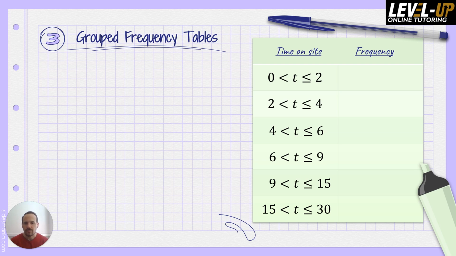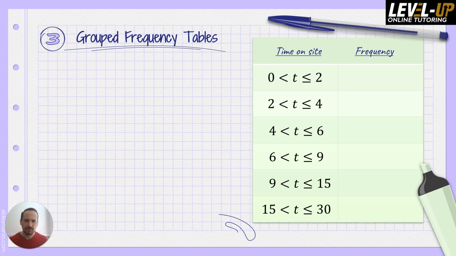Also notice that the inequality signs, we've made sure that the categories don't overlap. So it's a similar idea to what we saw right back when looking at questionnaires. So say if we had someone who spent exactly 4 minutes on the site, we know precisely which category that's going to go in. It's going to go in the second category, not the third, because the second category is up to and including 4 minutes. The next category is strictly greater than 4 minutes.